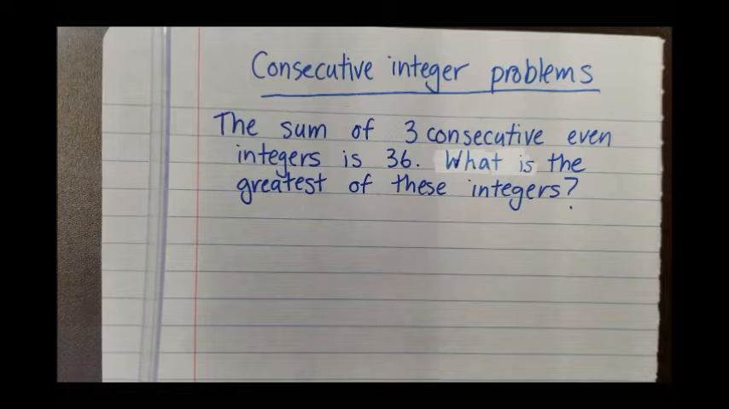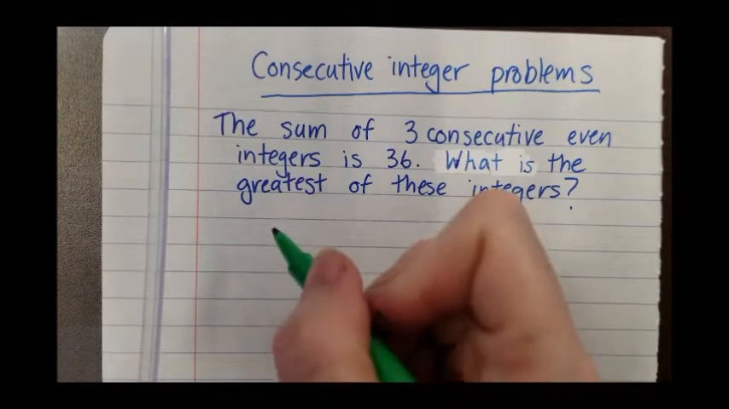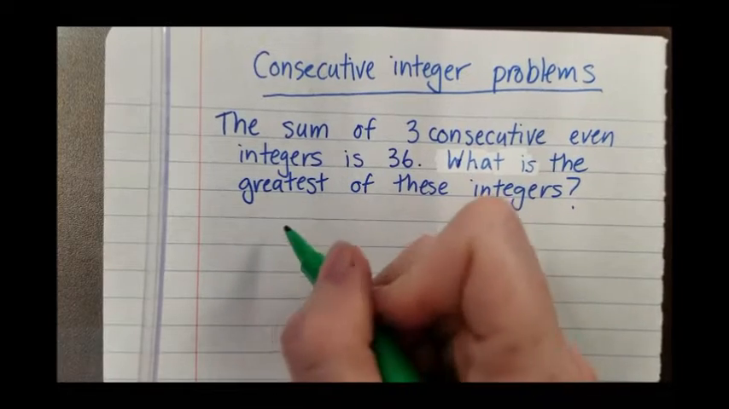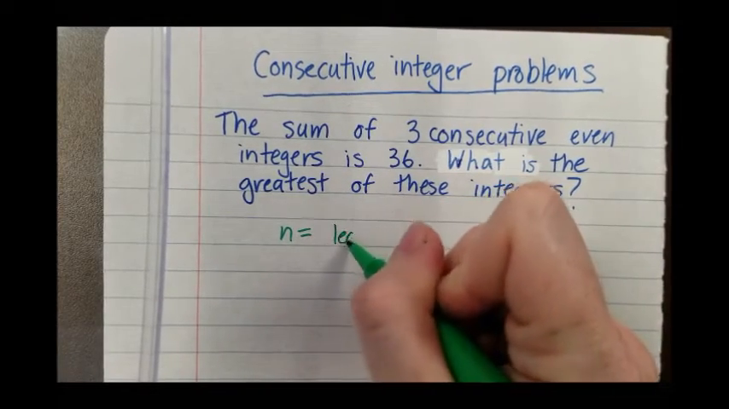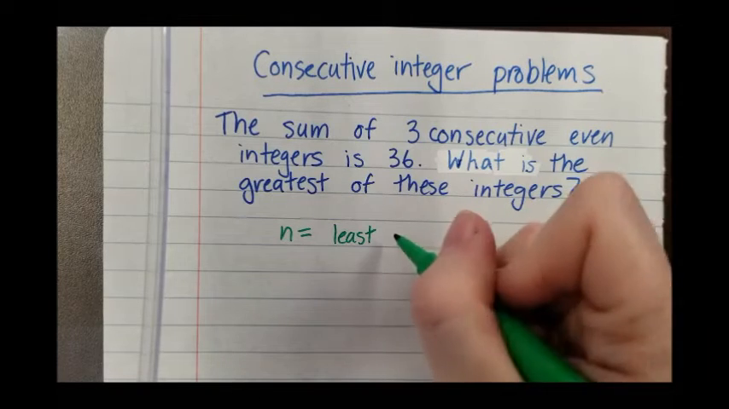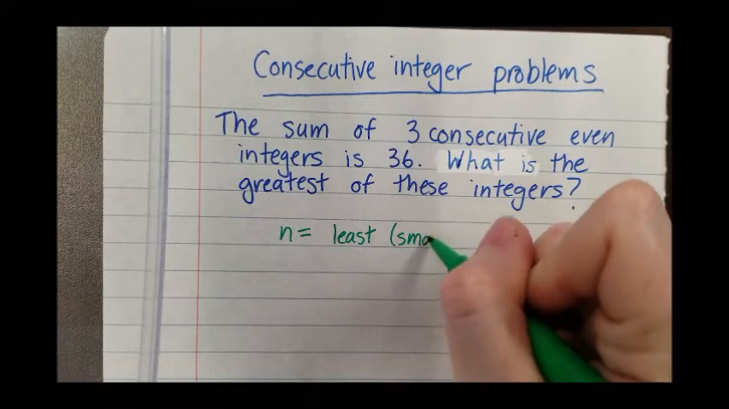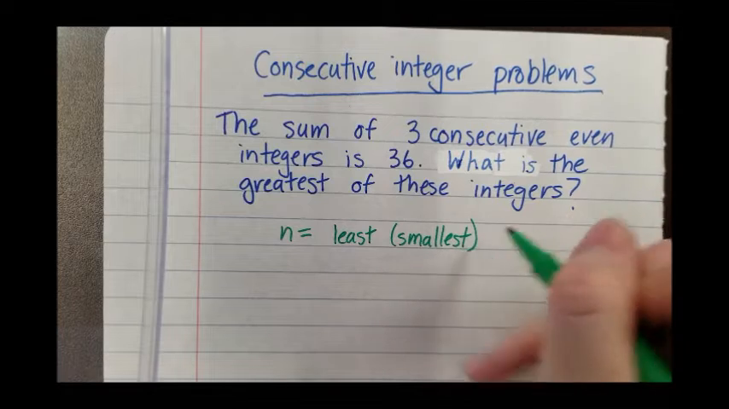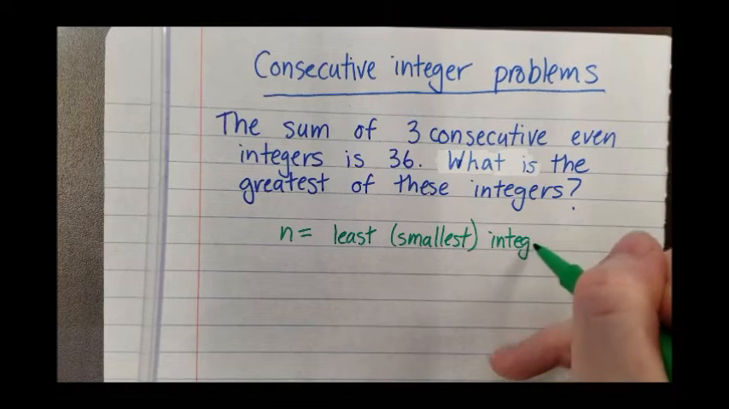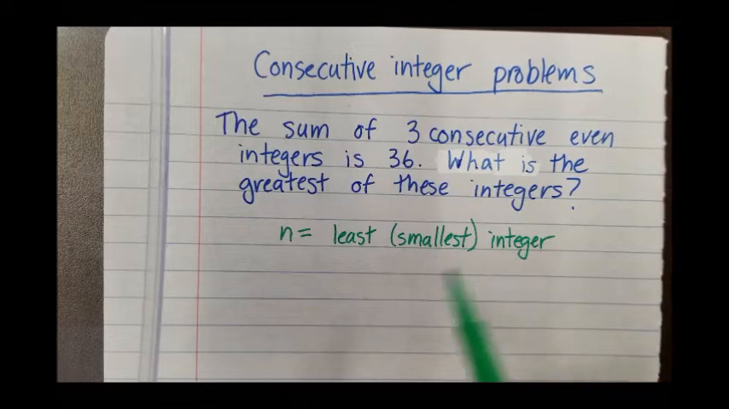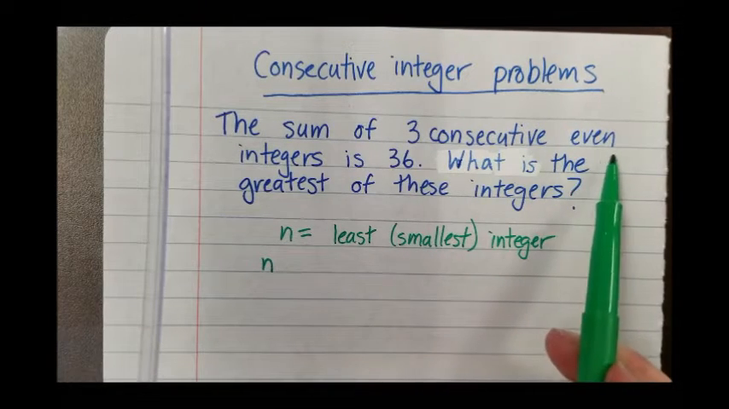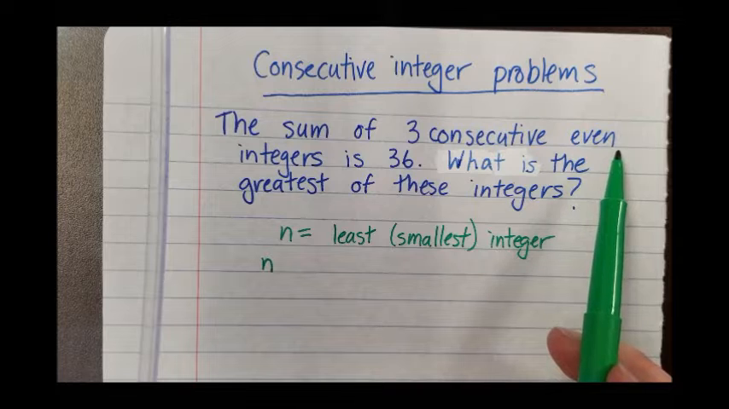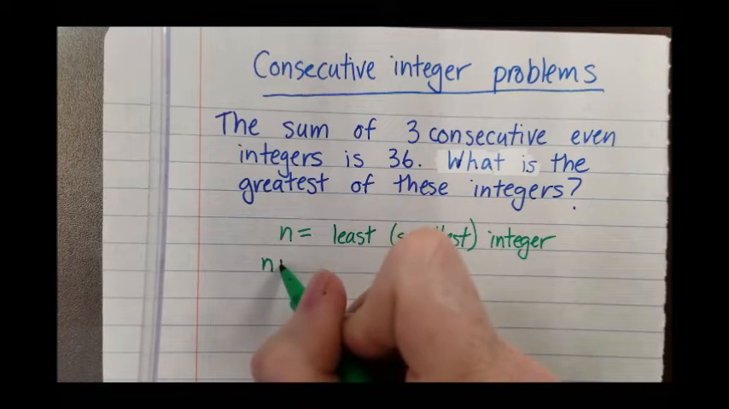So the first thing that we need to do, our first step, is to define our variables. So let's let n equal the least, which means the smallest integer. And if n is the smallest integer, the next integer, they're consecutive even integers, so the next one has to be n plus 2.